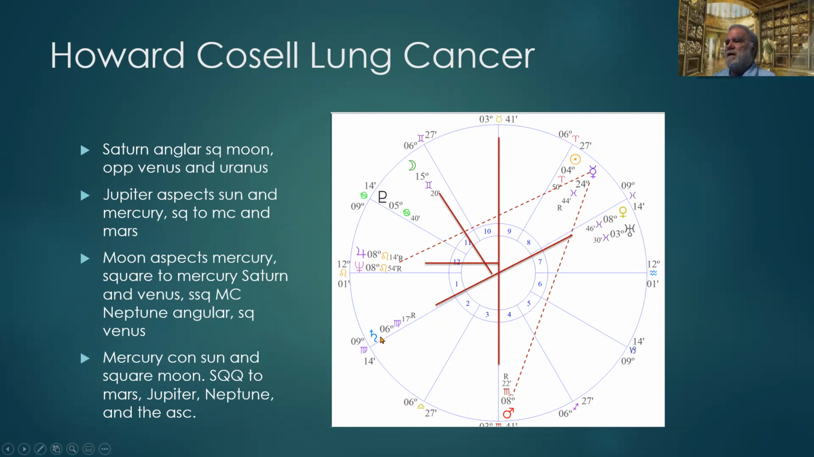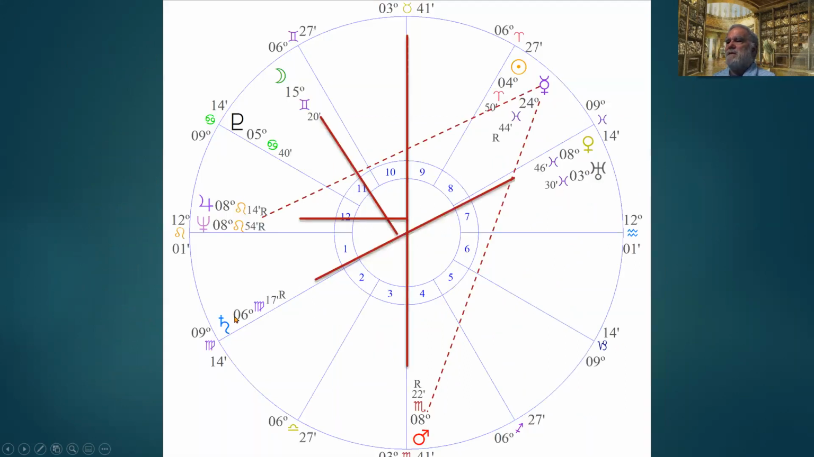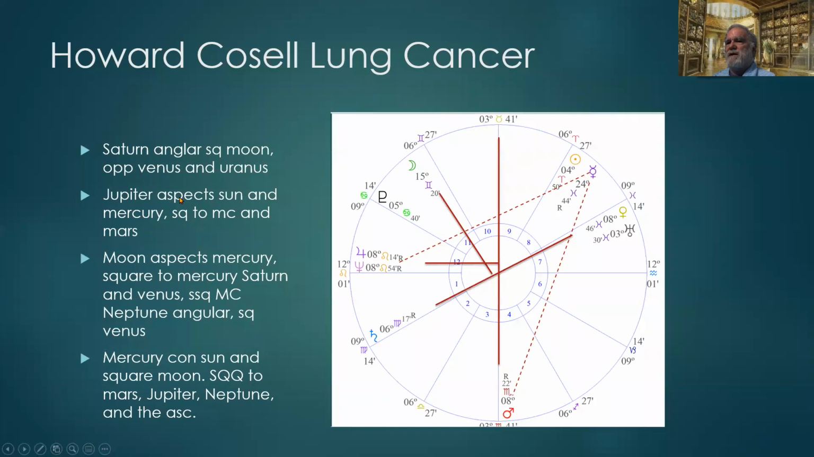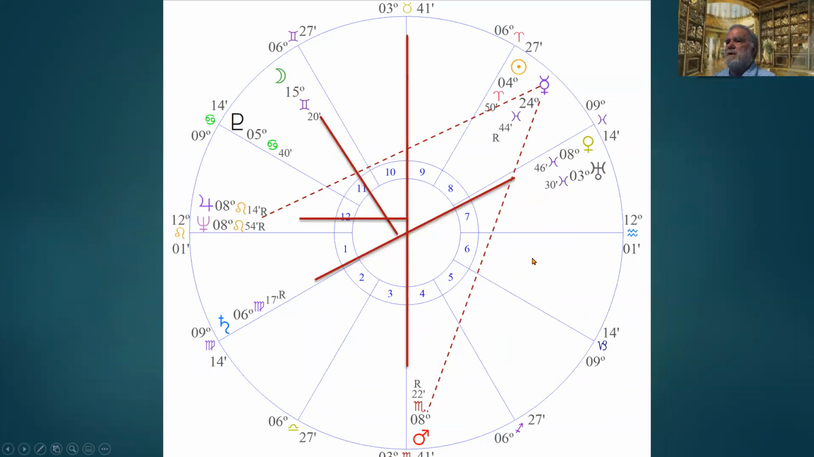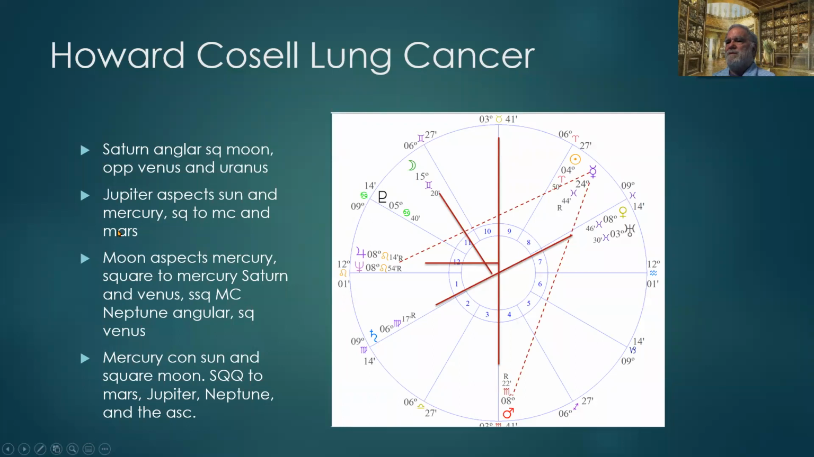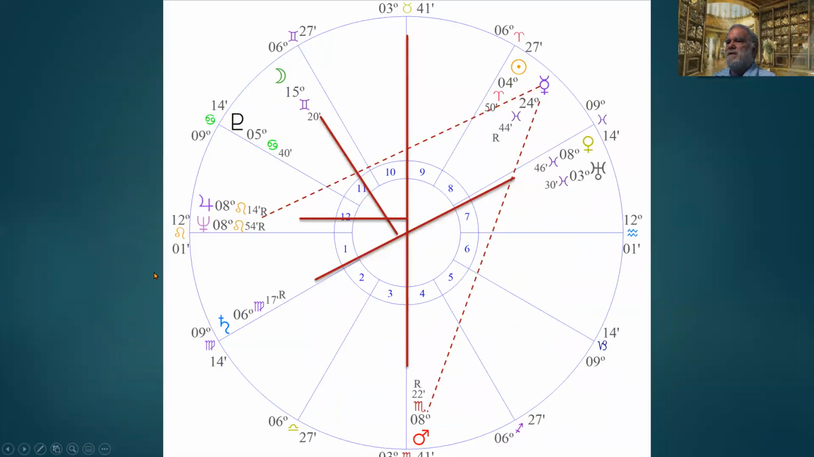Here's Saturn as an angle. It's opposite Venus, square to the Moon. That's prominent and discordant. Jupiter aspects the Sun and Mercury for prominence, and it's square to the midheaven and to Mars, Mars below, midheaven above. The Moon is prominent by aspecting Mercury.